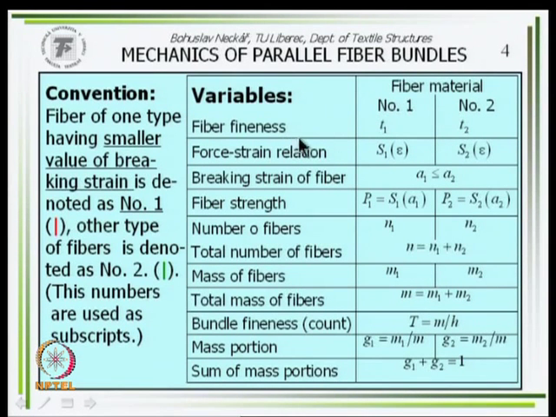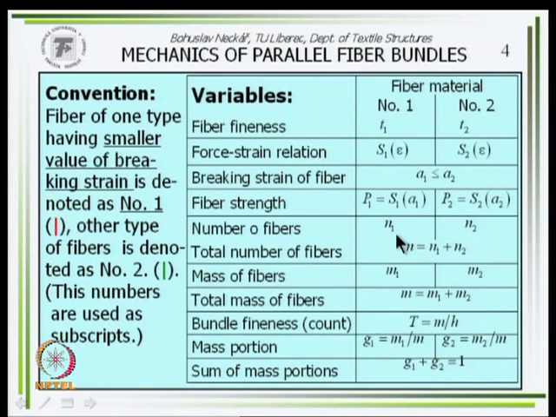Symbols. Fiber fineness, T1 or T2. These are the symbols for material number one, and these for material number two. So T1 and T2. The force strain relation for one fiber is S1 of epsilon or S2 of epsilon for material number 2. The breaking strains are A1 and A2, and based on our convention, A1 is smaller than A2. Then fiber strength is P1 or P2.